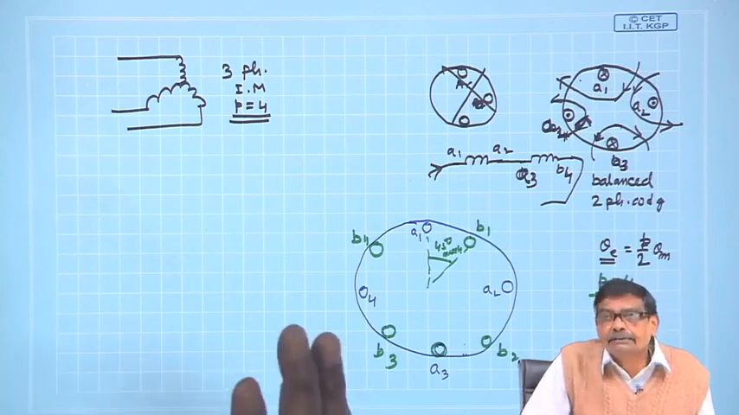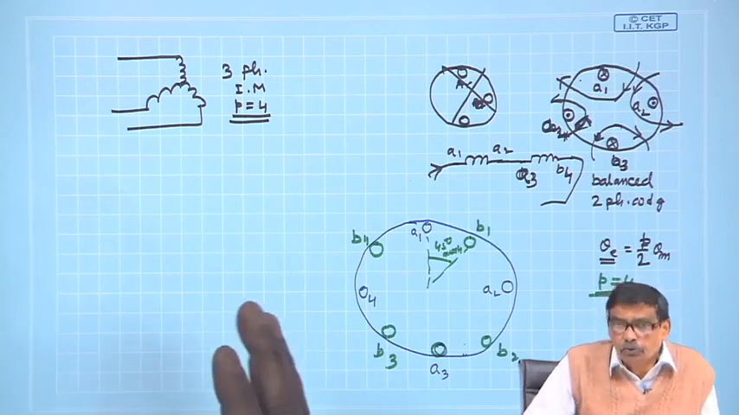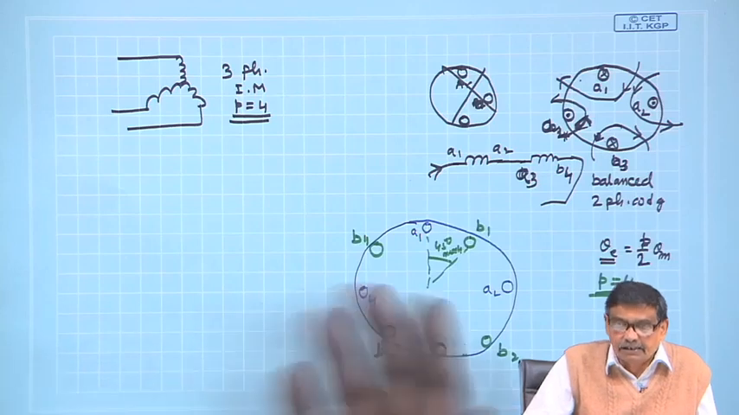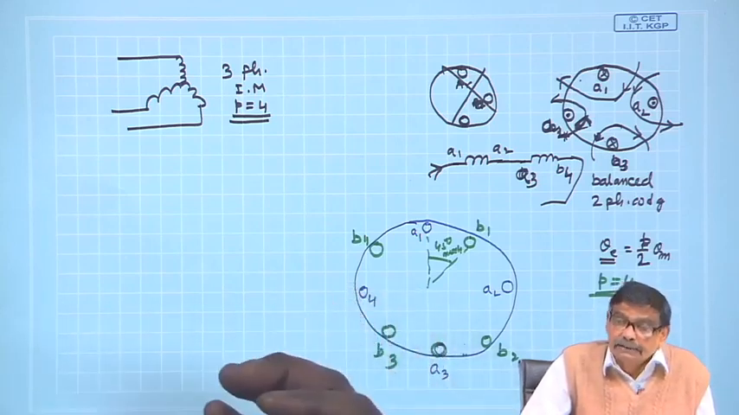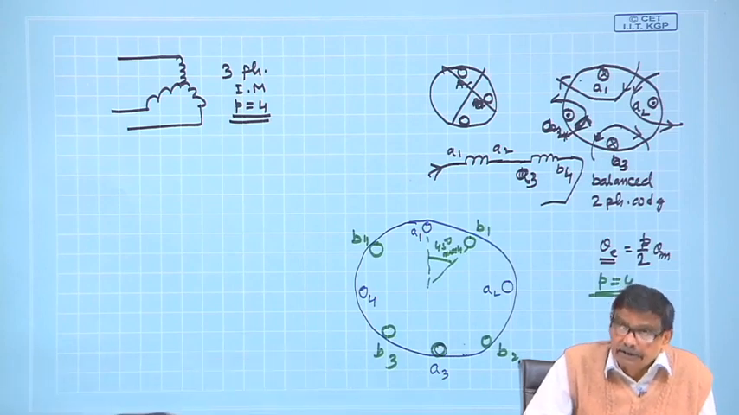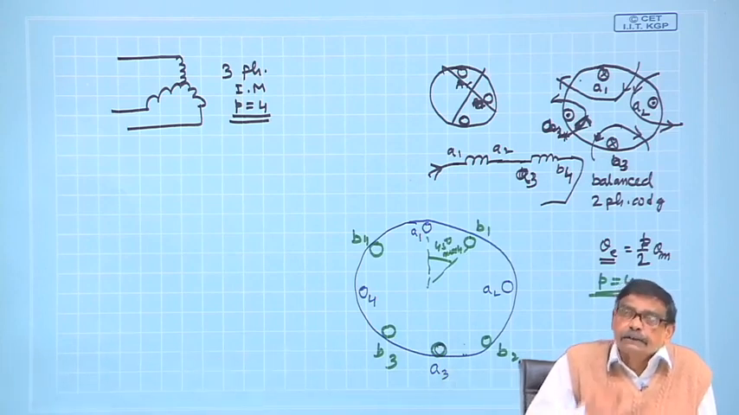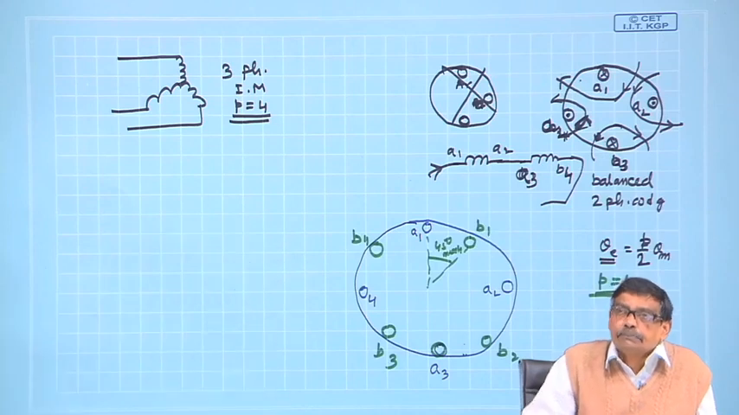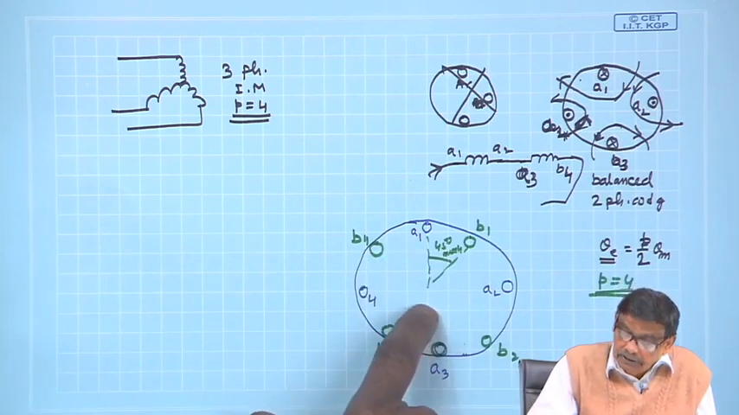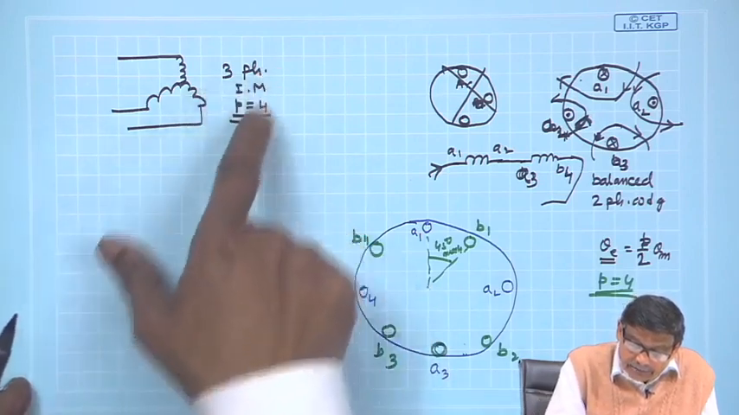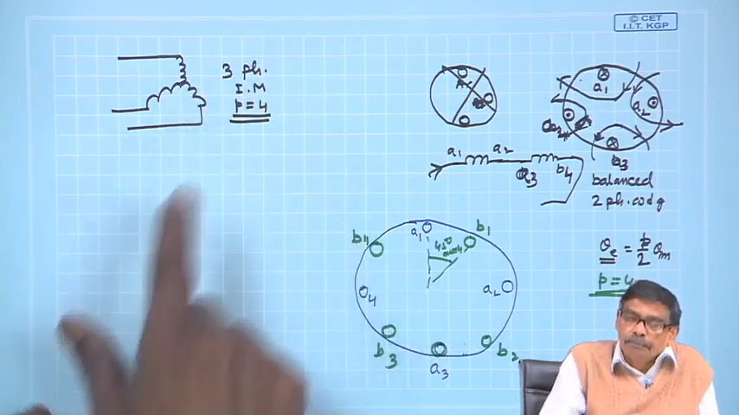See, any balanced polyphase winding, be it 2 phase, 3 phase, 6 phase, excited by balanced polyphase currents of equal number of phases, will create a rotating magnetic field. How many poles it will create? 4 poles. Stator is a balanced 3 phase winding, 4 pole.